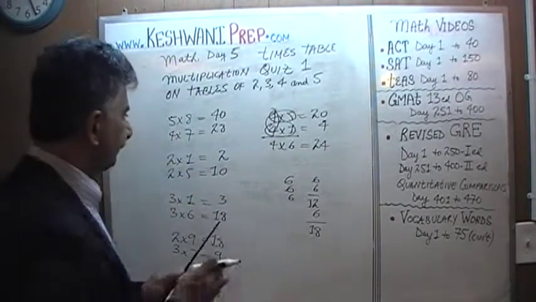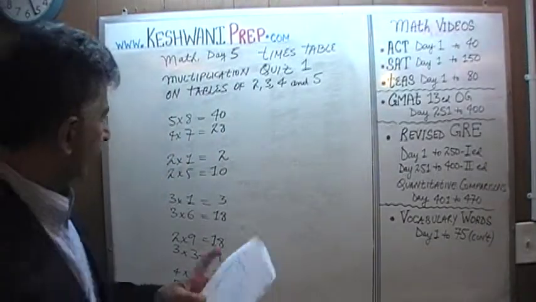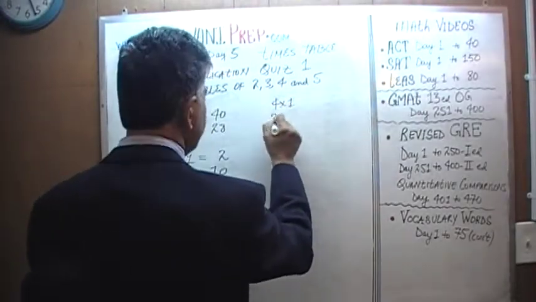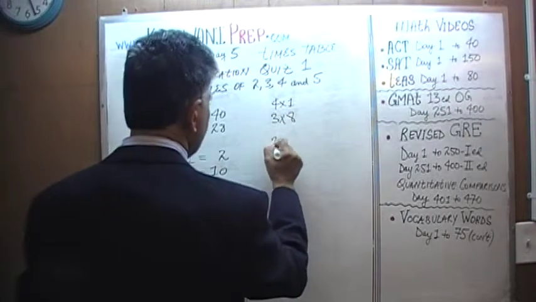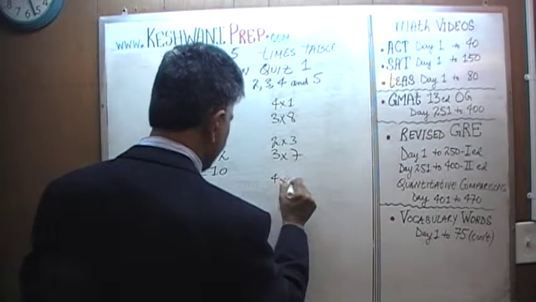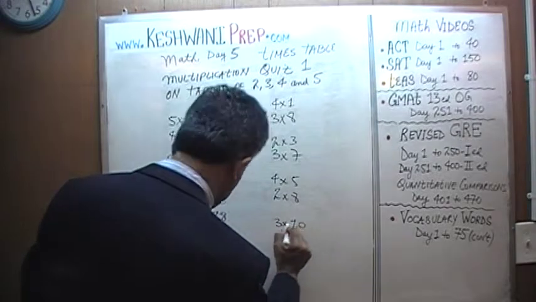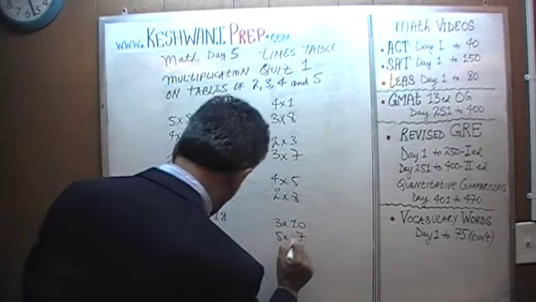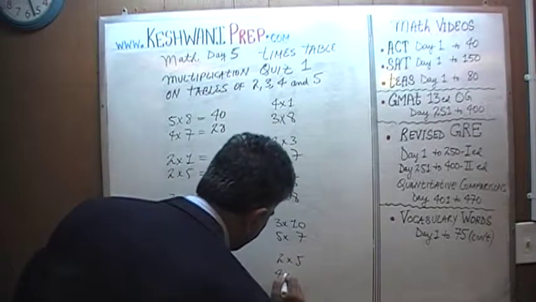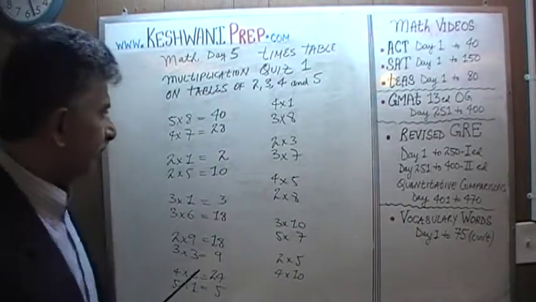Let's do 10 more. 4 ones, 3 eights, 2 threes, 3 sevens, 4 fives, 2 eights, 3 tens, 5 sevens, 2 fives, and 4 tens. Let's see what we can do here. Okay, we're going to go a little bit faster this time.